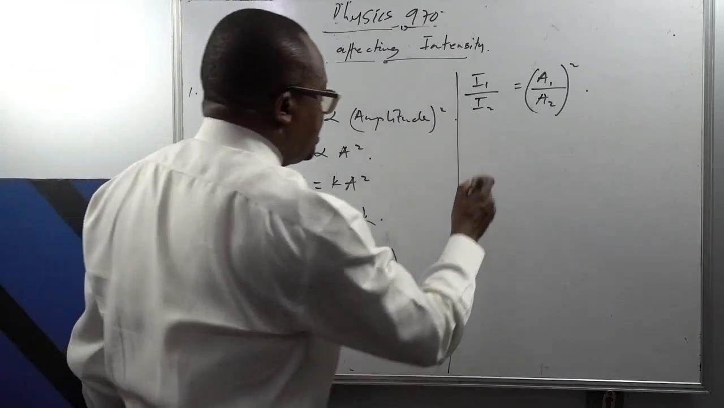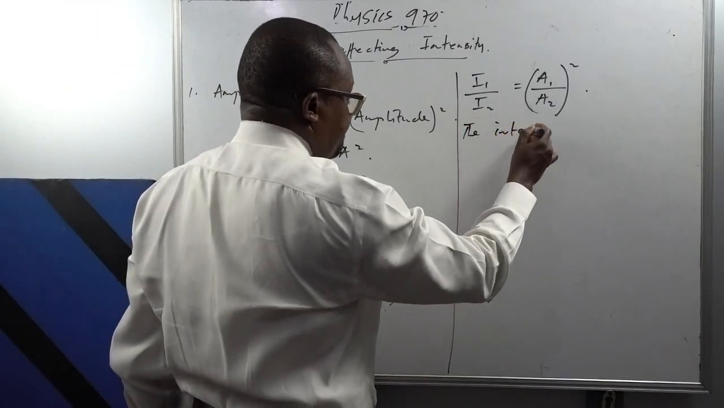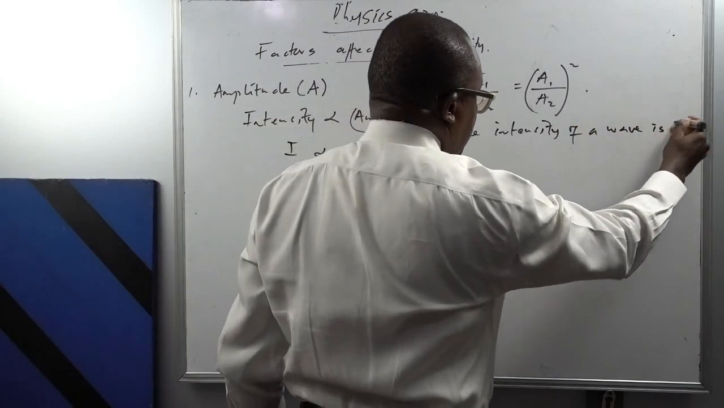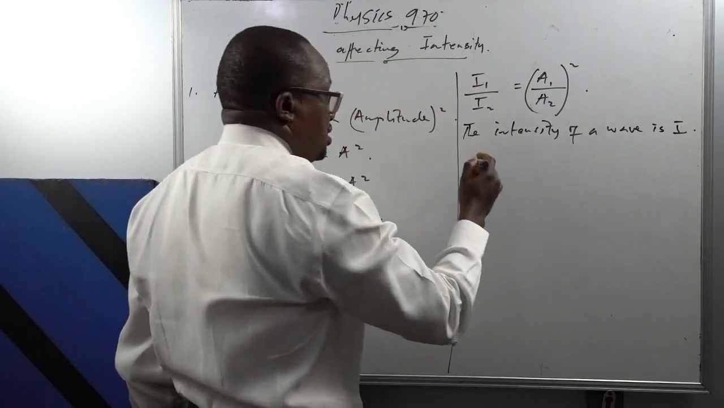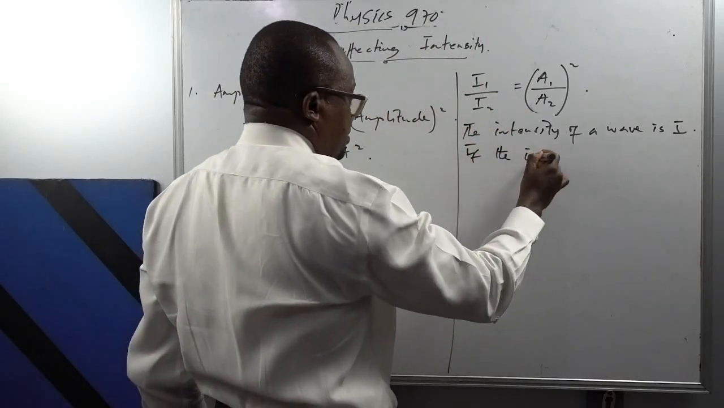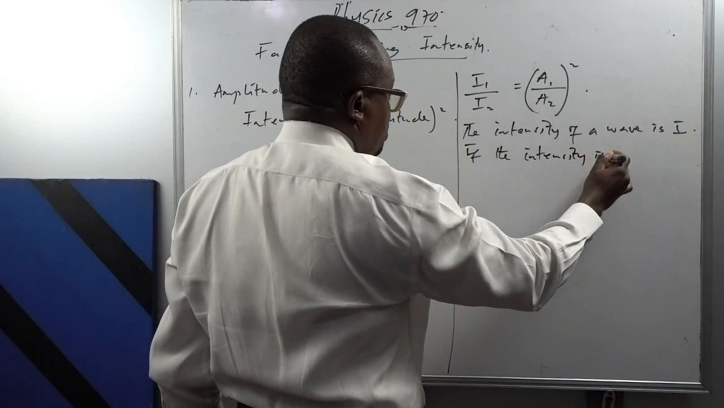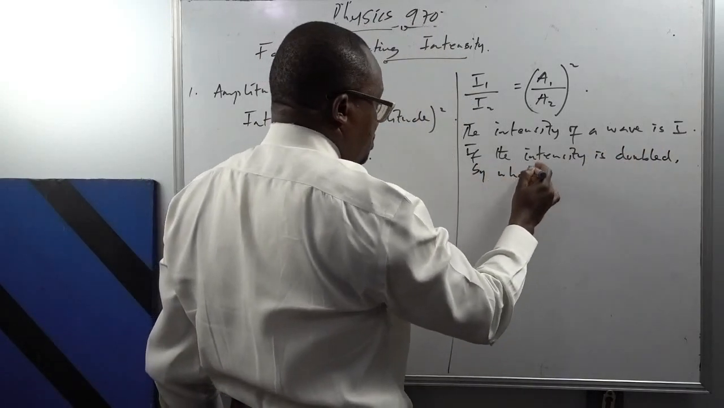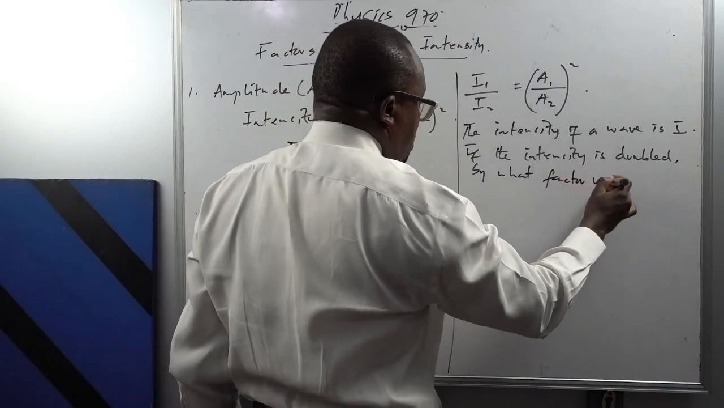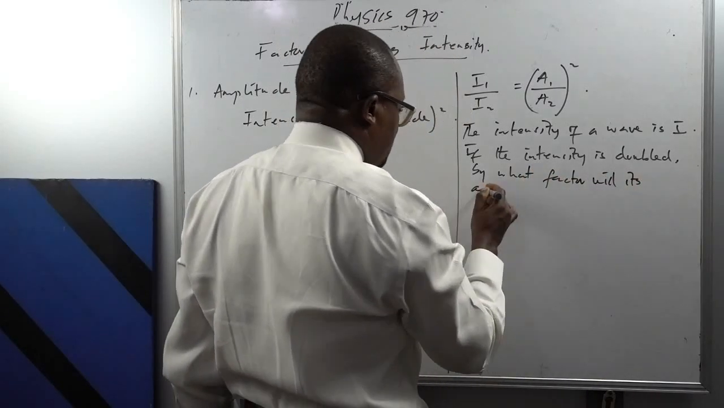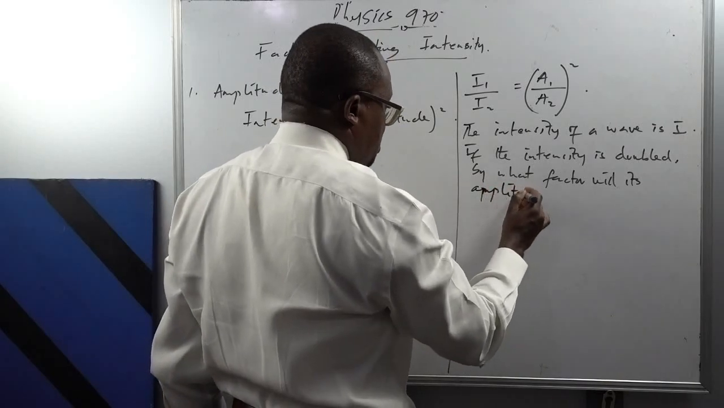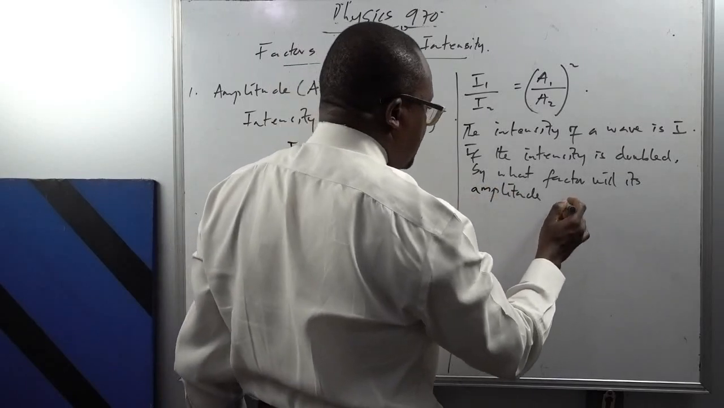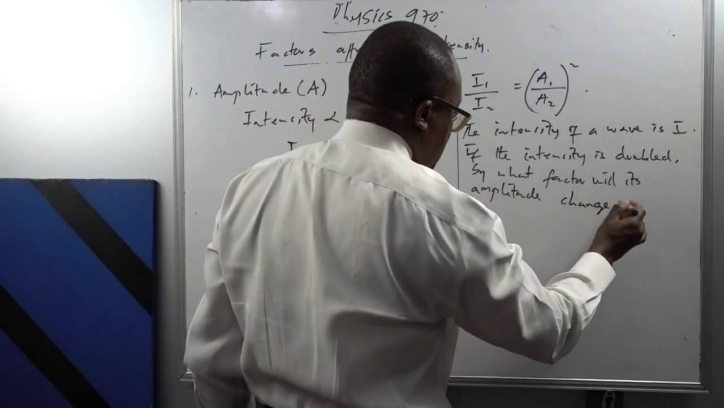Question. The intensity of a wave is I. If the intensity is doubled, by what factor will its amplitude change? By what factor will its amplitude change?